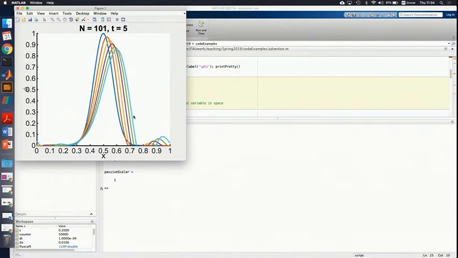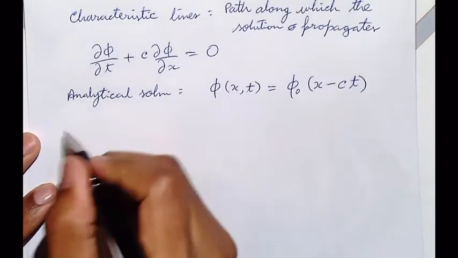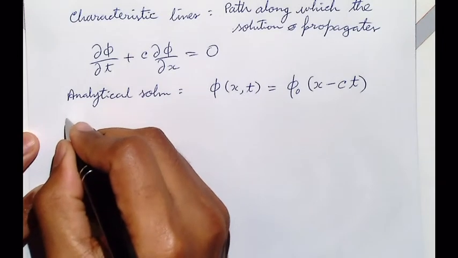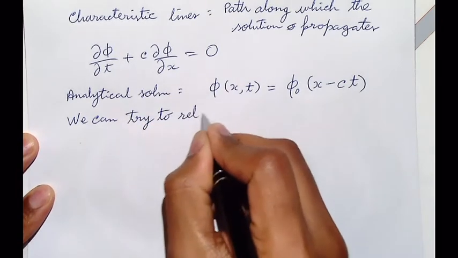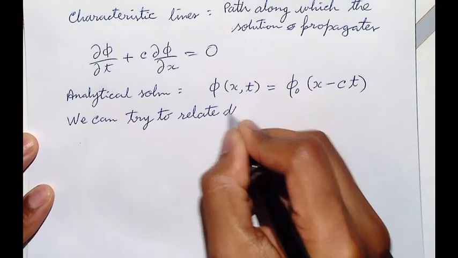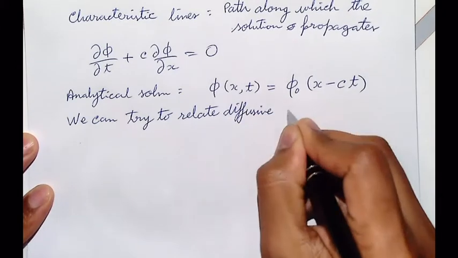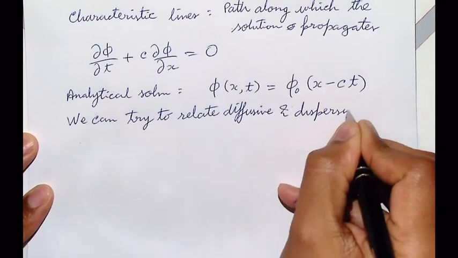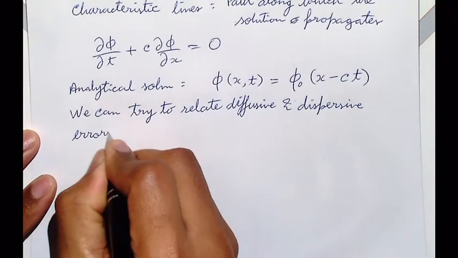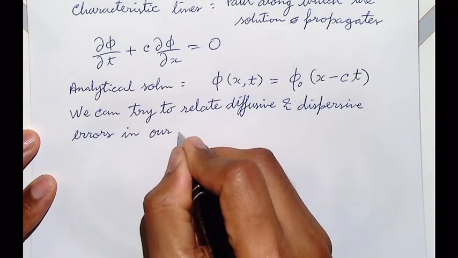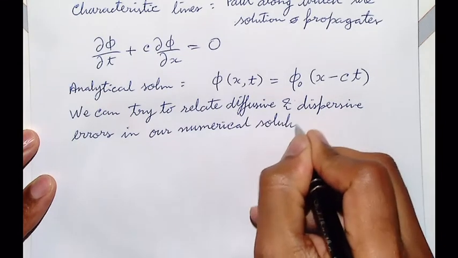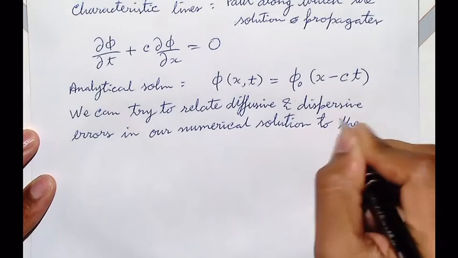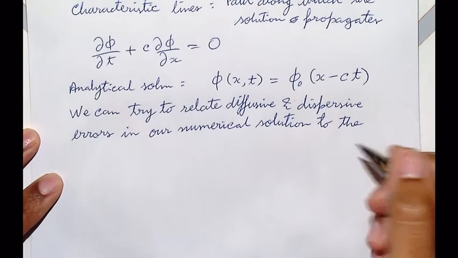Okay, so now what we can do is we can try to relate diffusive and dispersive errors in our numerical solution to the truncation error.